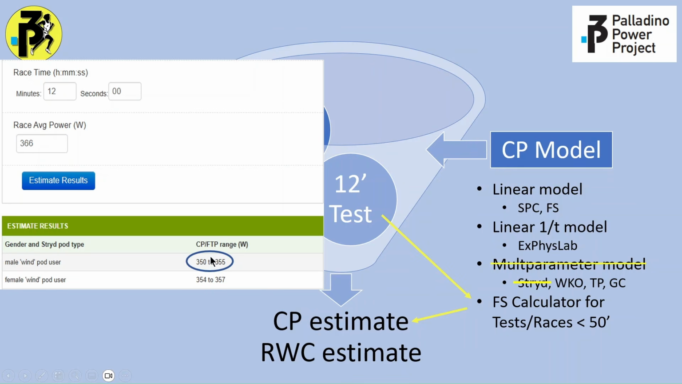But this can be utilized in some cases when you're really evaluating the quality of the 312 test and see if the CP estimate value is dramatically outside of this. So it gives you sort of a quality control capacity with that 12-minute test.